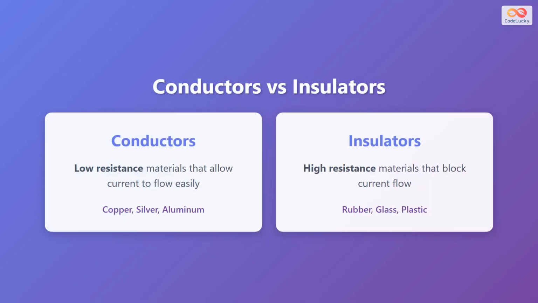Based on their resistance, we classify materials into two main categories. Conductors are materials with low resistance that allow current to flow easily. Examples include copper, silver, and aluminum, which is why these metals are commonly used in electrical wiring. On the other hand, insulators are materials with very high resistance that block current flow. Rubber, glass, and plastic are common insulators used to protect us from electrical shocks and to keep current flowing where we want it to go.